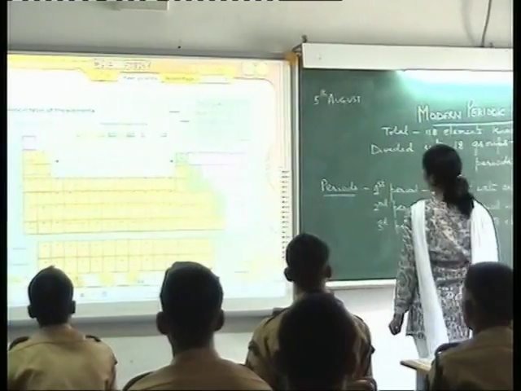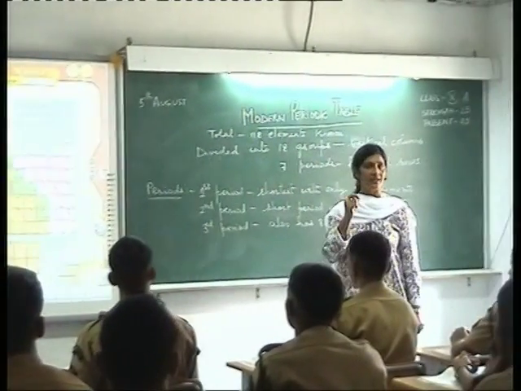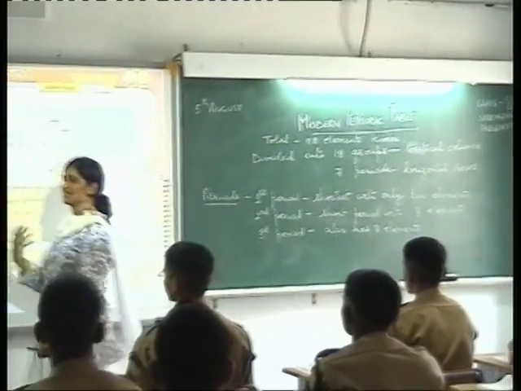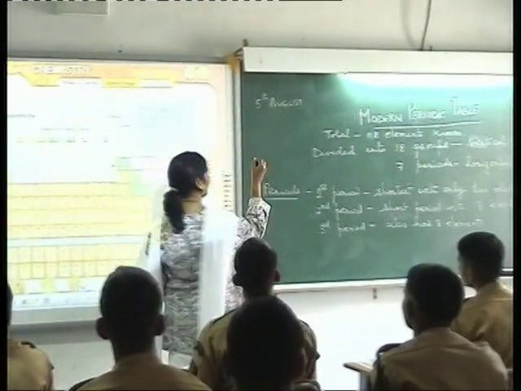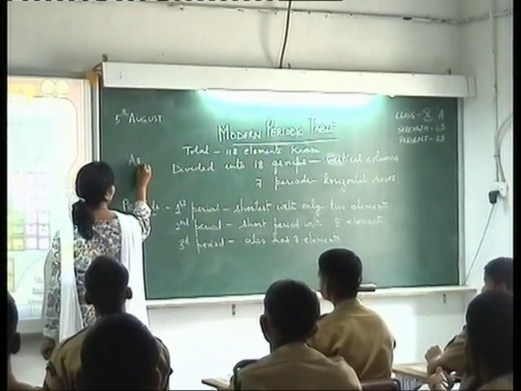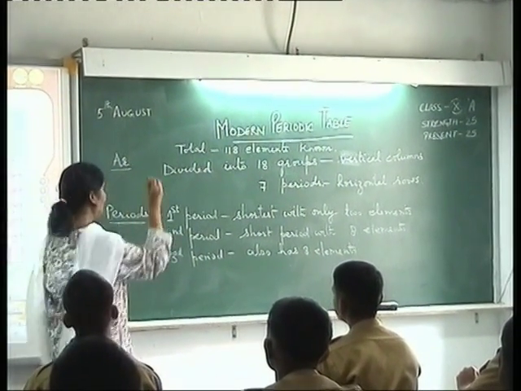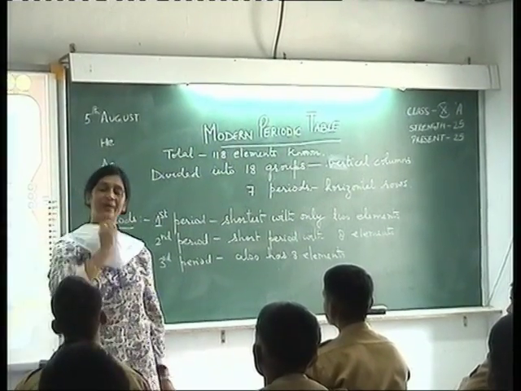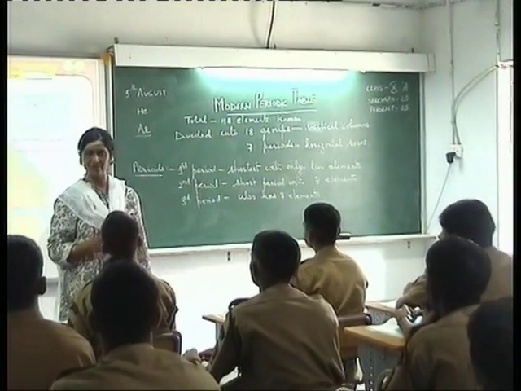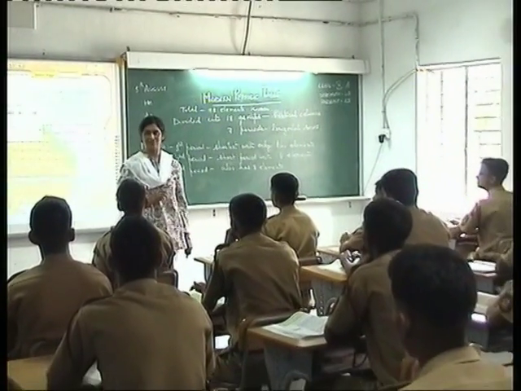Now, do you know which gas is used in bulbs? Argon. Okay. Which is the lightest gas? Helium. Where are we using argon? In tube lights. Argon is used in tube lights also.